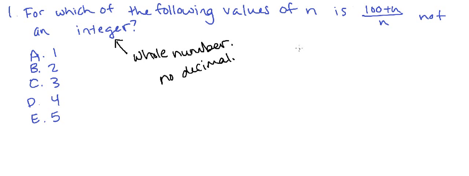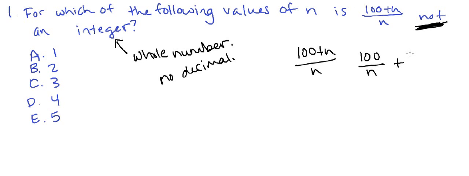Okay, so now that we know that, let's think about what we're given and what we can do with it. We're given (100 + n) over n, and we want to know for which of these values, 1, 2, 3, 4, and 5, this is not an integer. That's another thing you really need to pay attention to: anytime there's the word not, really pay attention to that. When I did this problem, the easiest way for me to think about this was as 100 over n plus n over n.